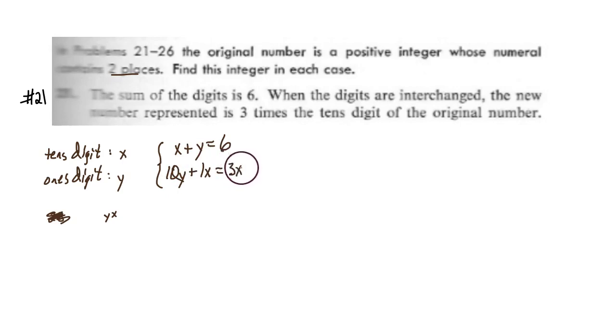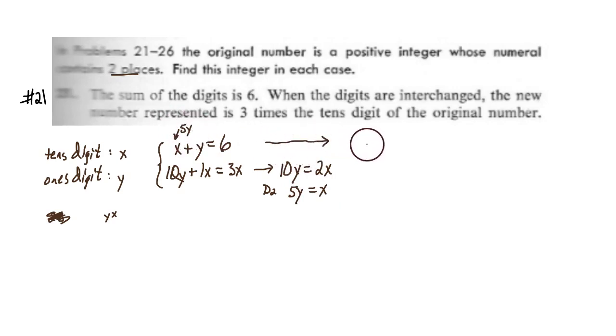or 3 times x. This second equation can be simplified by subtracting 1x from both sides. This is equal to 10y is equal to 2x. Now let's divide both sides by 2. We get 5y is equal to x. Using substitution method, in place of the letter x, we can fill in 5y. So the first equation would become 5y plus y is equal to 6. Combining like terms, we have 6y equals 6, so y is equal to 1.